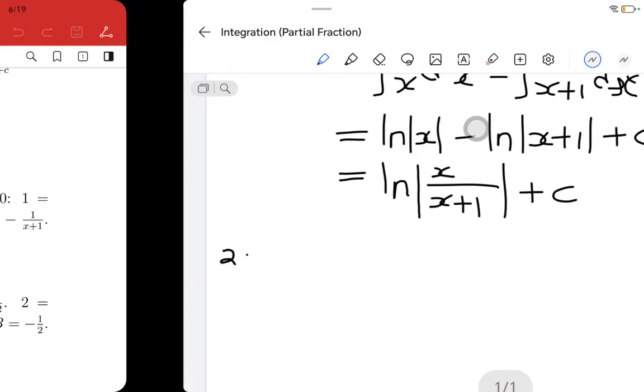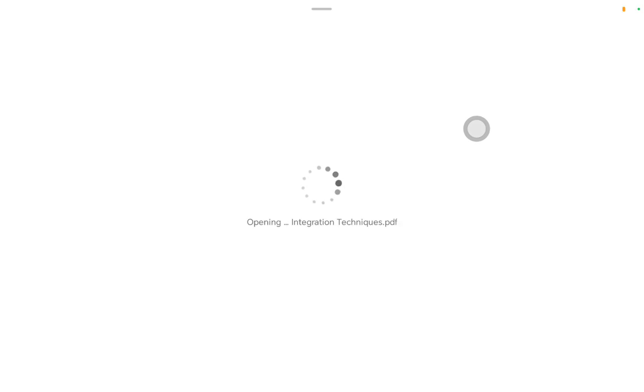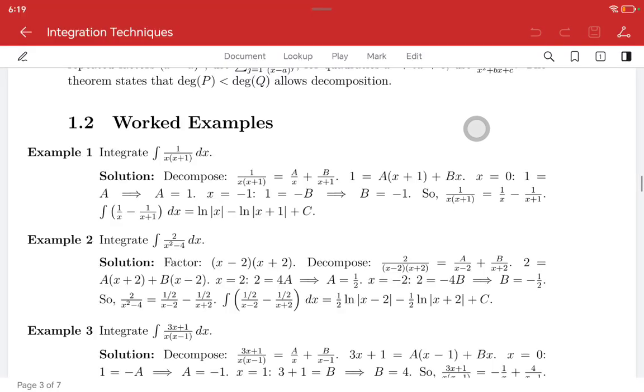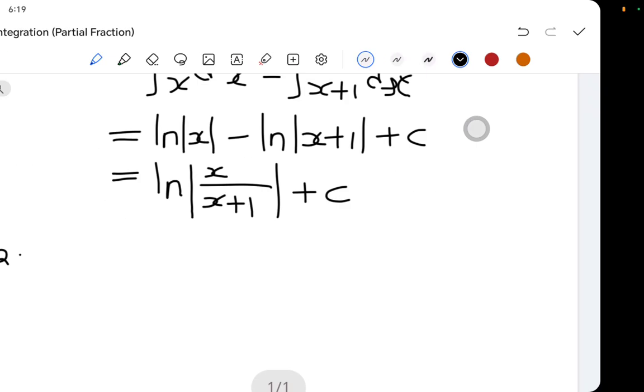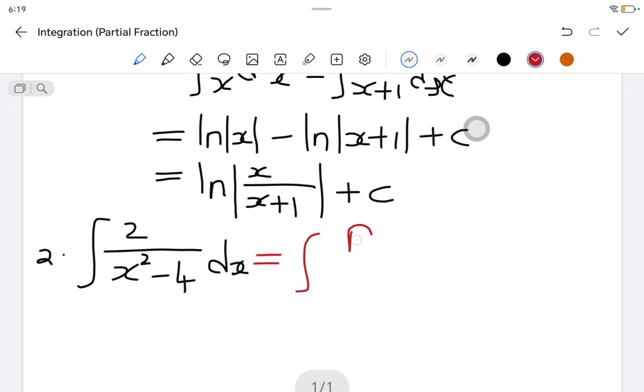So let's look at the second question. The second question that we're given, we have the integral of 2 over x squared minus 4. So I'm just going to write this: 2 over x squared minus 4 dx. Remember I said that this is the same thing as having the integral of p of x over q of x.